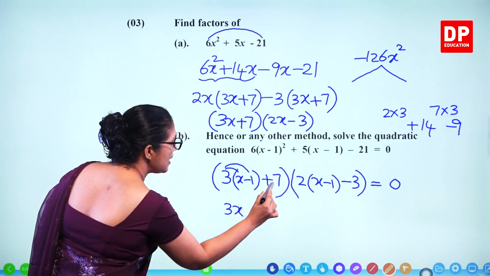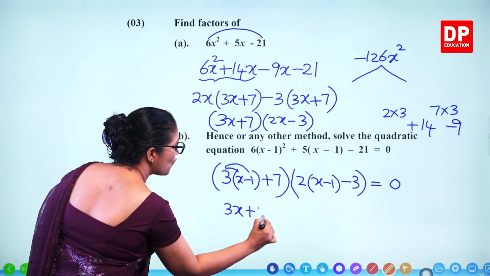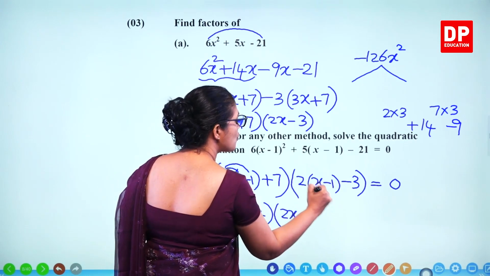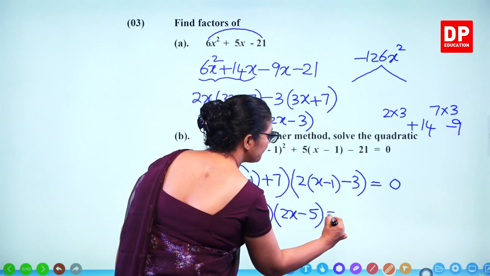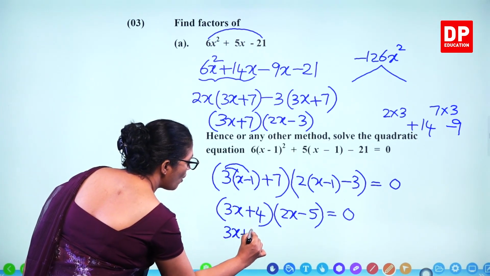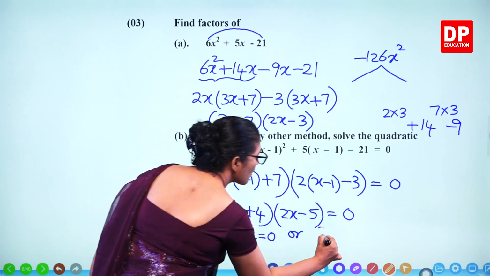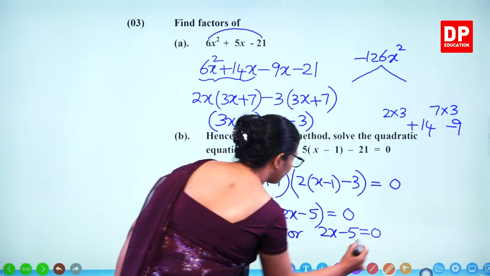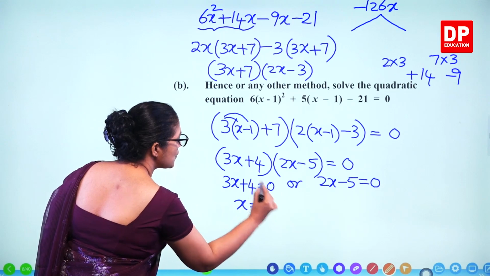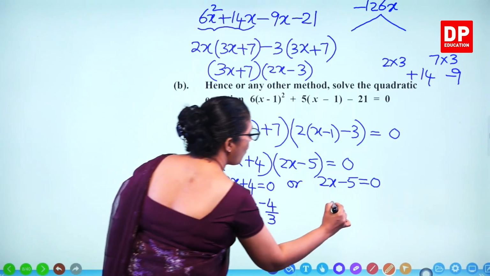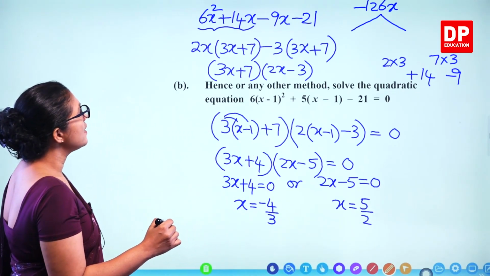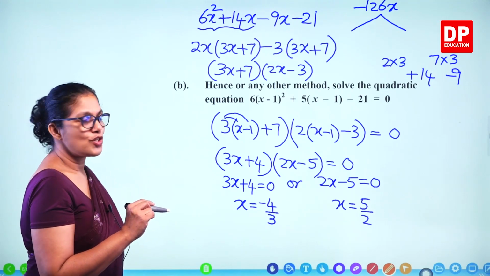3x minus 3 plus 7, that's plus 4. 2x minus 2 and minus 3, that's minus 5. The two factors are equal to 0, that means 3x plus 4 is equal to 0, or 2x minus 5 equals 0. Then you get x becomes minus 4 over 3, or x becomes 5 over 2. So those are the solutions for this quadratic equation.